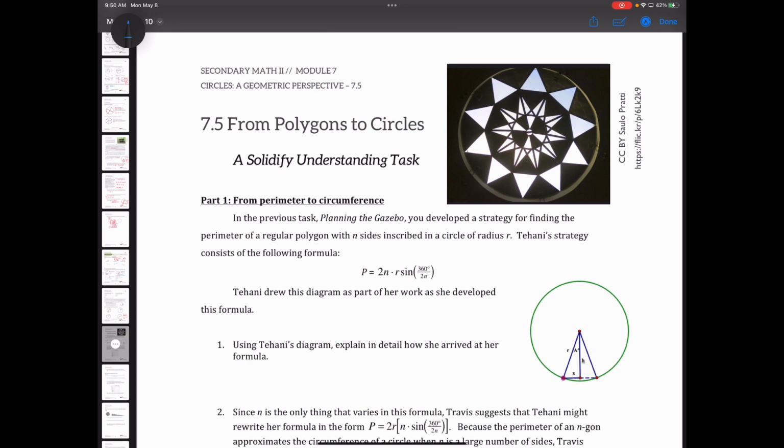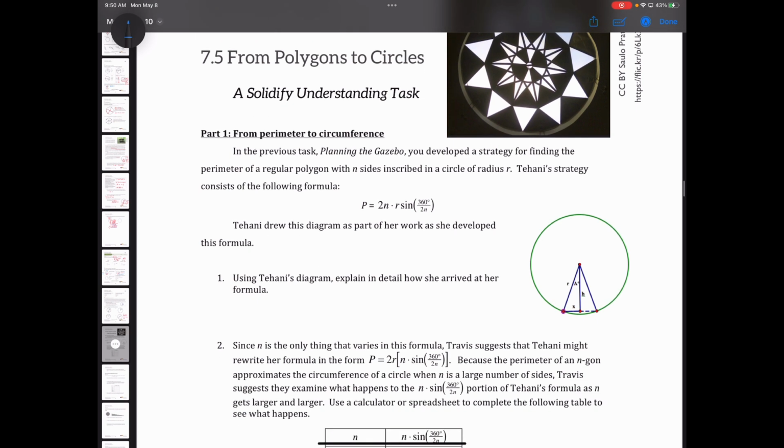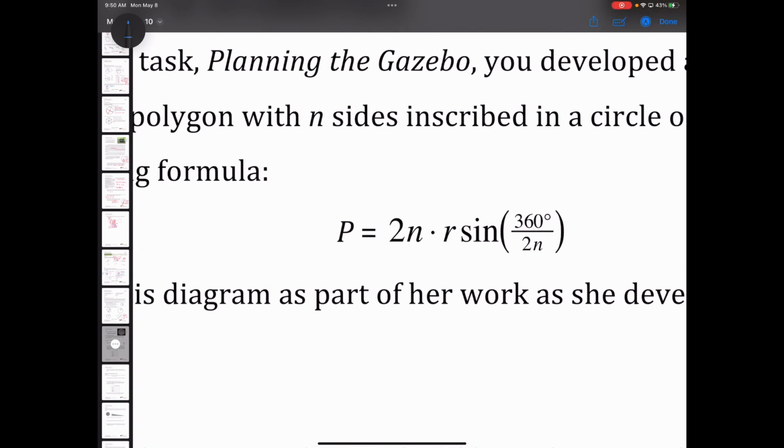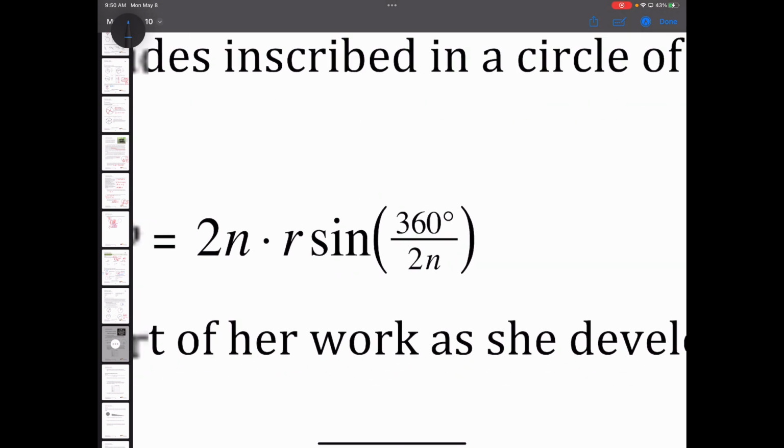In the previous task, finding the gazebo, you developed a strategy for finding the perimeter of a regular polygon with n sides described in a circle of radius r. So Honey's strategy consists of the following formula. Does that look similar to ours? 2nr sine 360 over 2n. How is it different from ours? It's sine over 2n instead of just n.